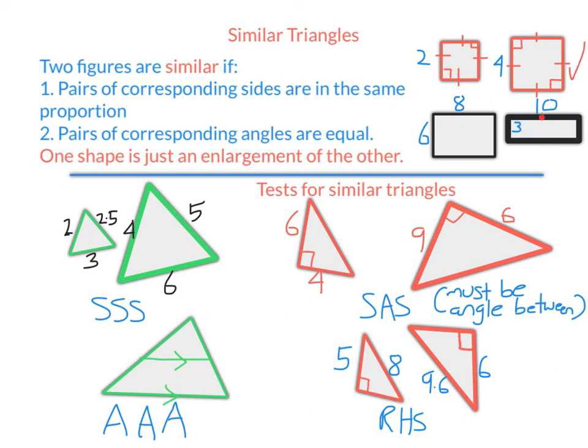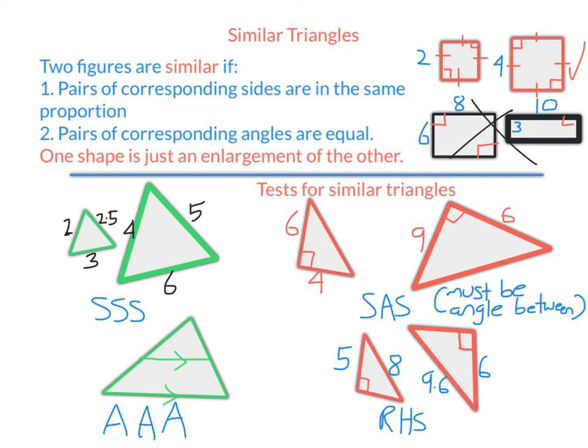So these two are rectangles, but they're not similar. Even though rectangles have all angles equal to 90 degrees, so pairs of corresponding angles are equal here, the first condition isn't satisfied. Here the sides are not in proportion. This side is double this side, but this side is not double this side. So these two are examples of shapes that are not similar.